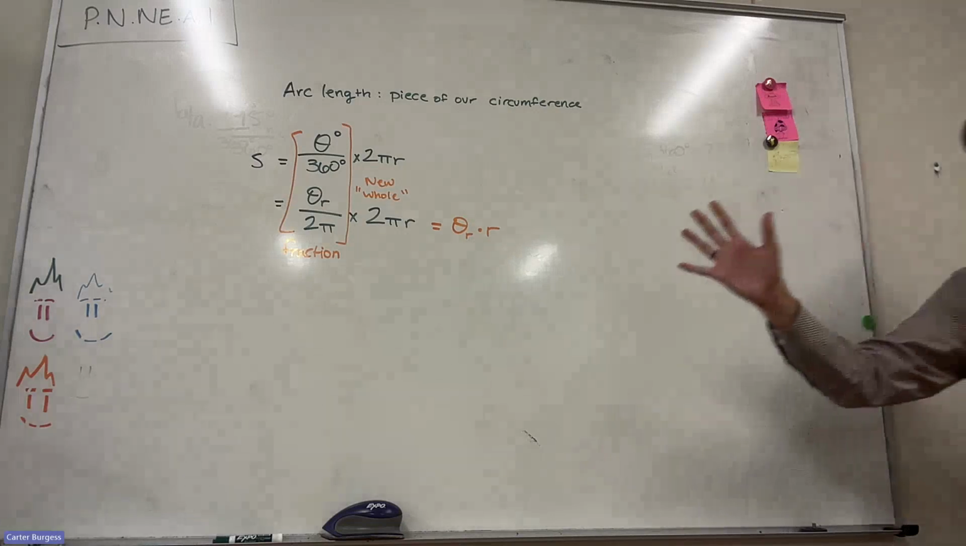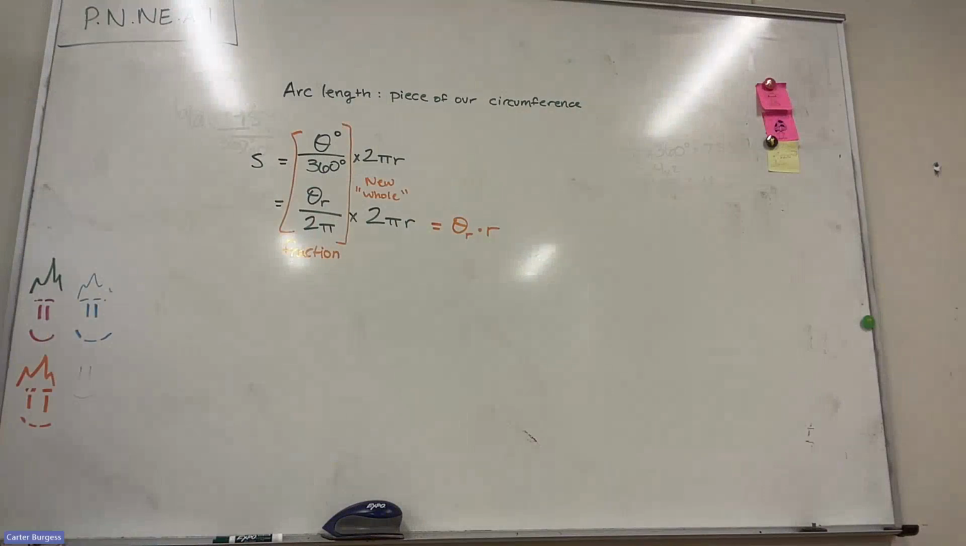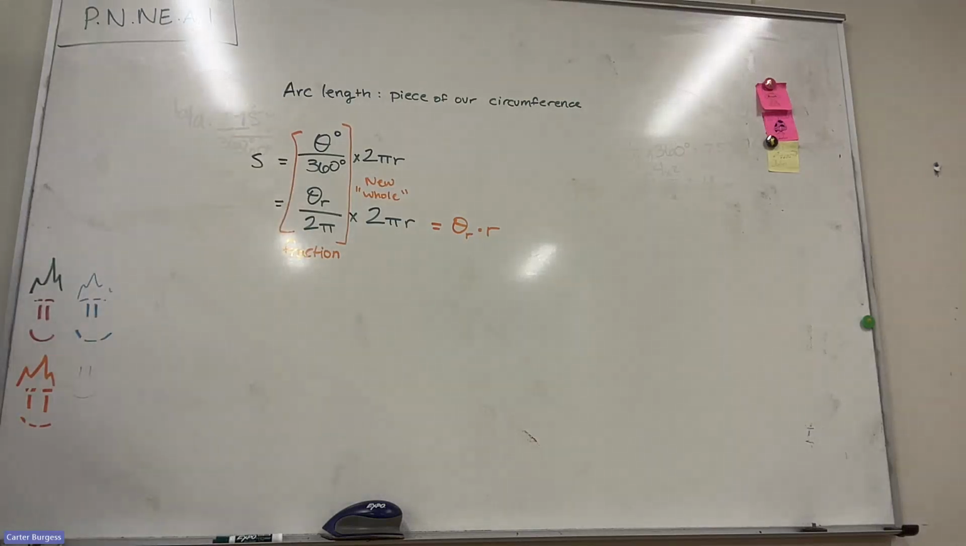Of course, you are more than welcome to approach this however you like. If you like to default to theta sub r times r and you want to start every problem by first figuring out theta in radians and then multiplying it by r, you can totally do that. That's totally fine. I just think that the logical consistency of figuring out the fraction and multiplying it by the new whole is a little bit easier, and it cuts back on the amount of memorization that we have to do, which I'm always a big fan of.